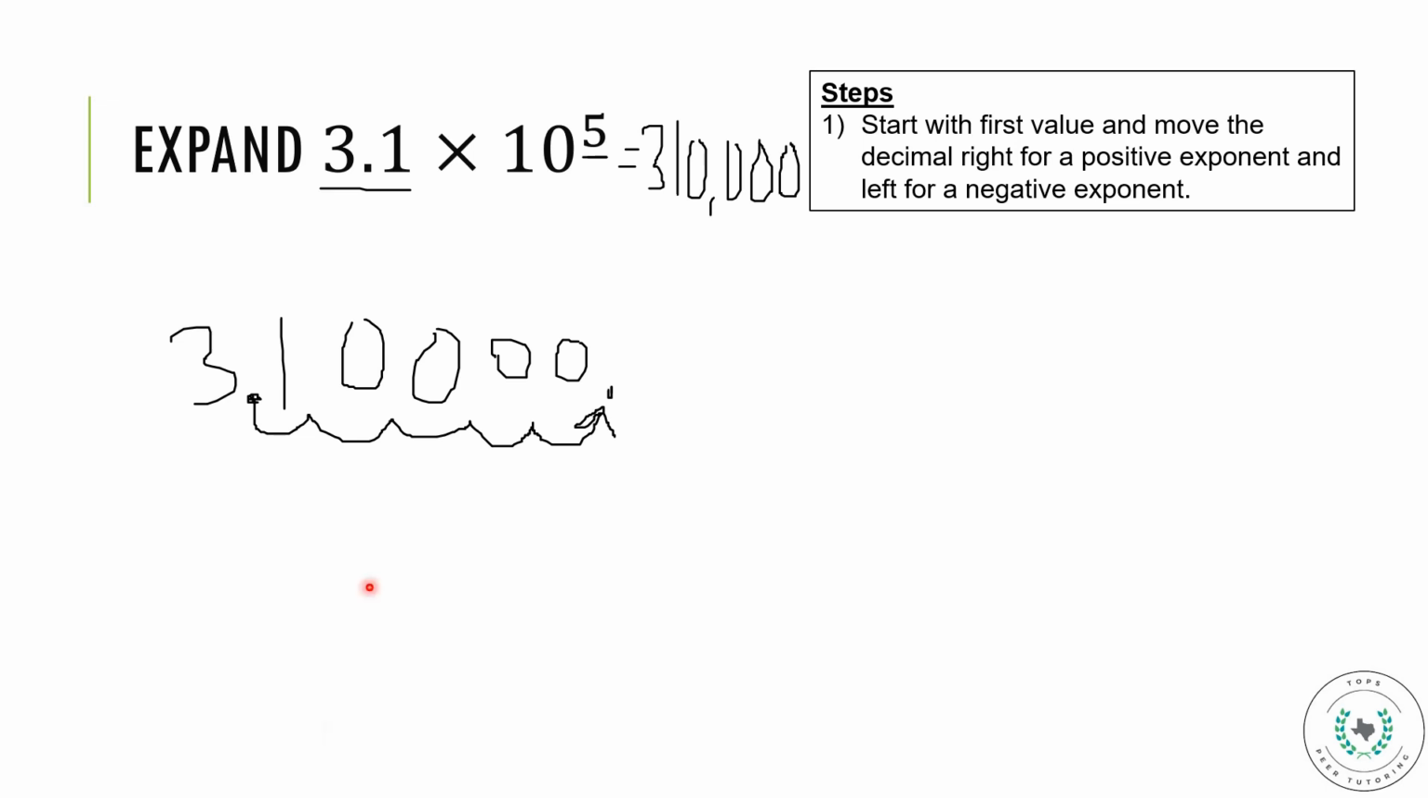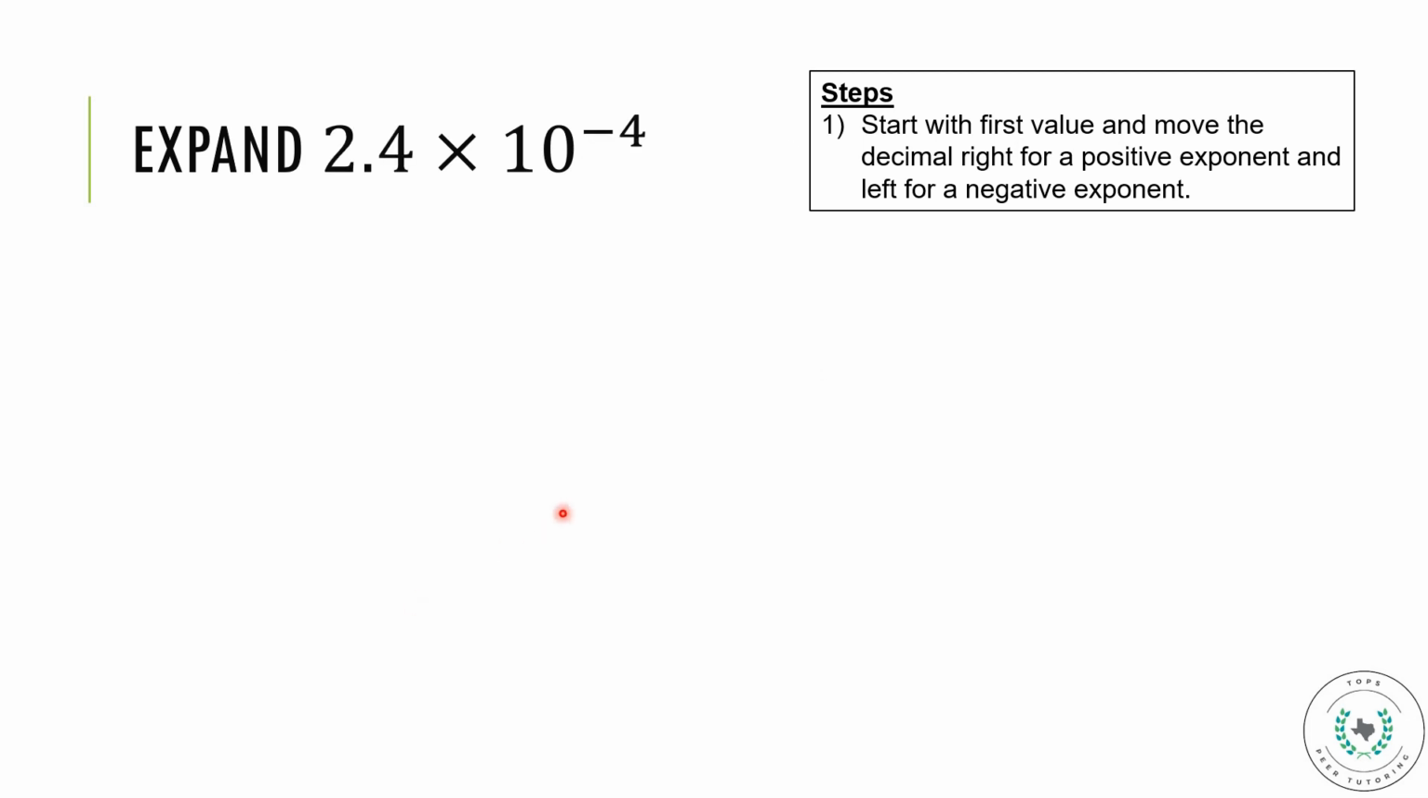And if you're wondering, the reason why there's only 4 zeros afterwards is because we spend one of these decimal point movements just making this 3.1 into a 31. And then those 4 extra zeros get added on afterwards, which is why it's 310,000 and not 3,100,000. Here's another example that we can do.